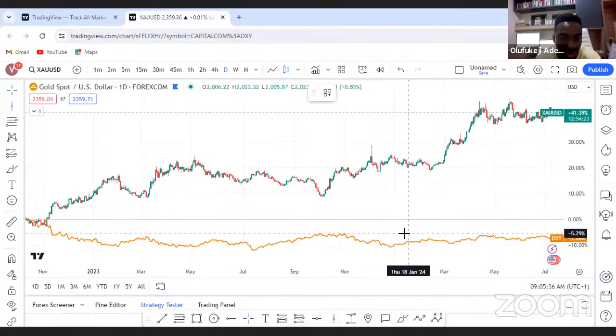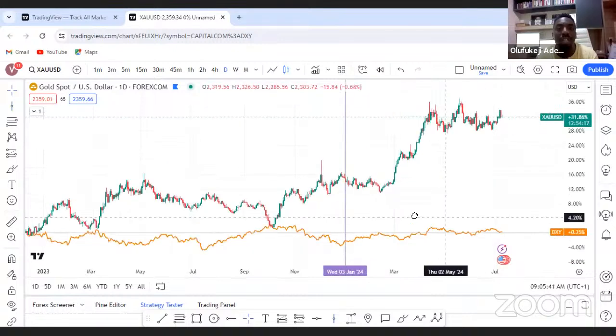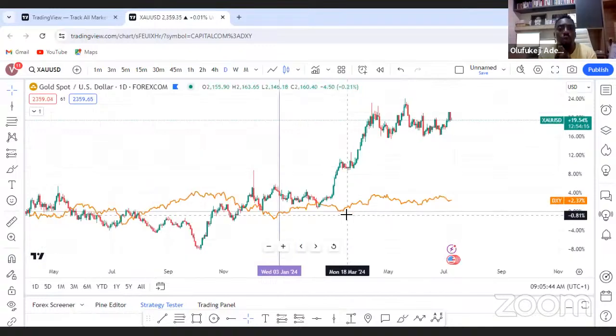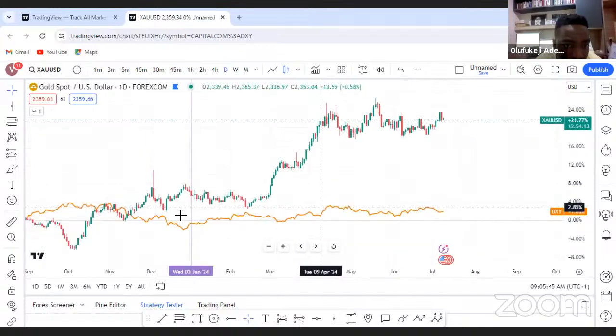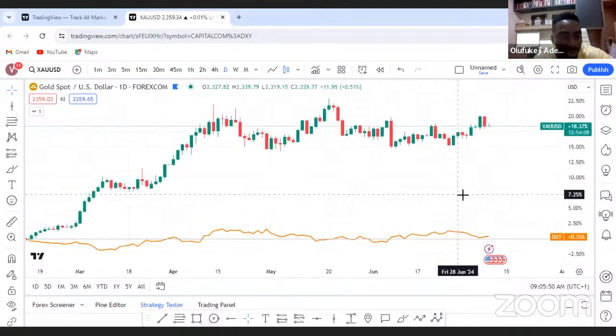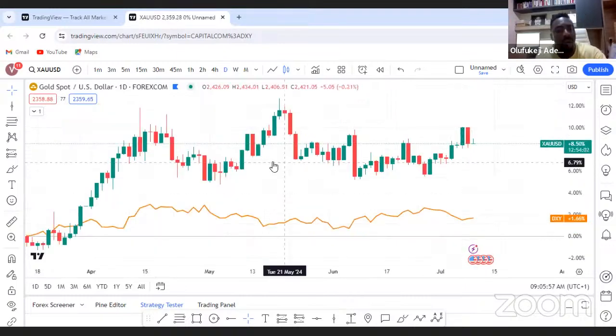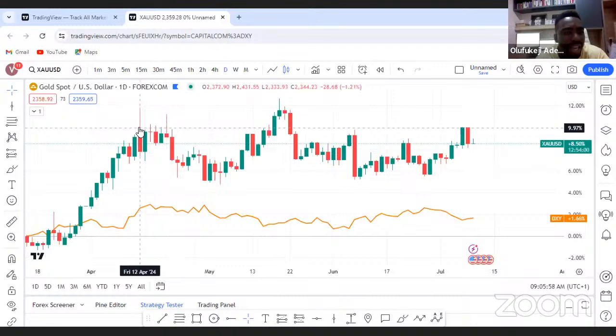Look at gold. Let's zoom in. Gold has been stalling and gold has been ranging. If you look at the shoulder pattern, that's our shoulder, that's our sweep, but we have not had a clear break of structure to the downside.